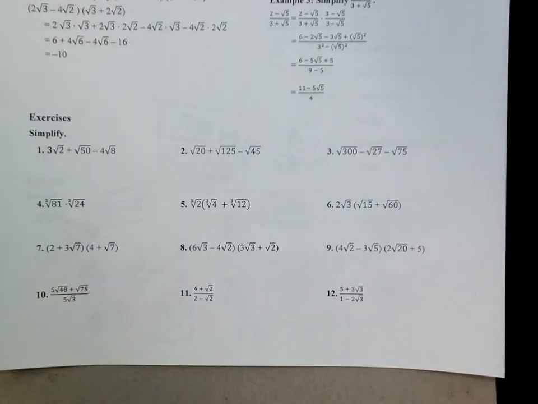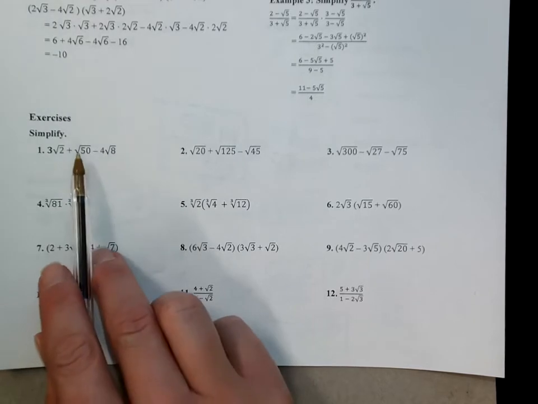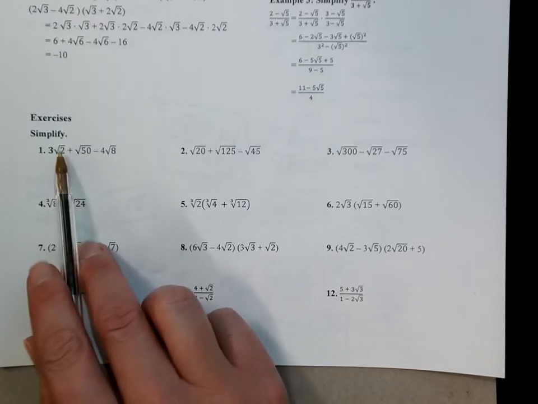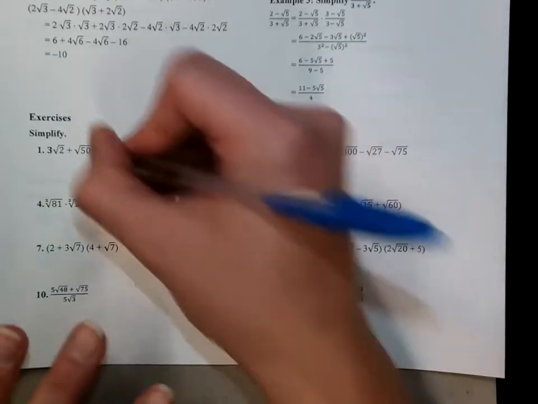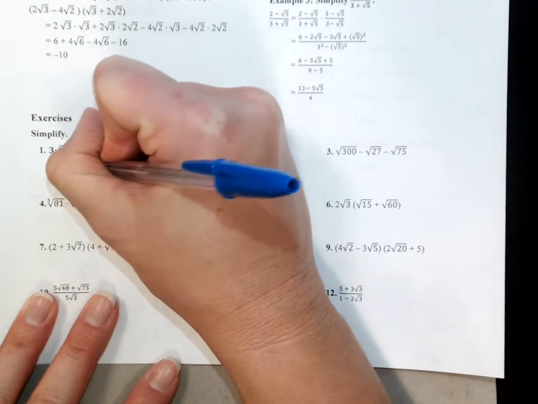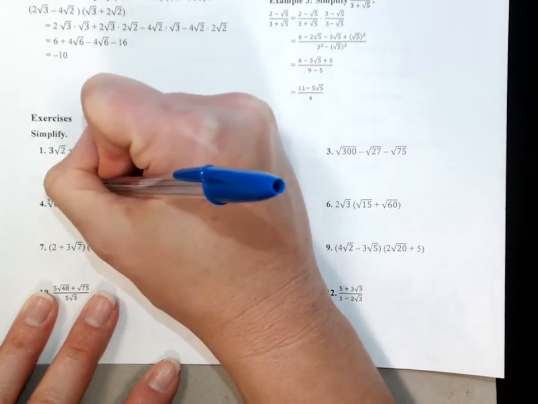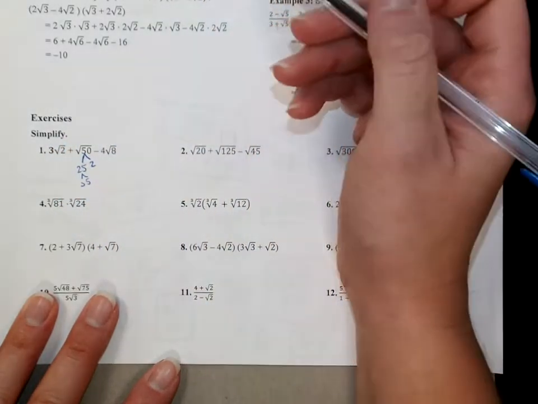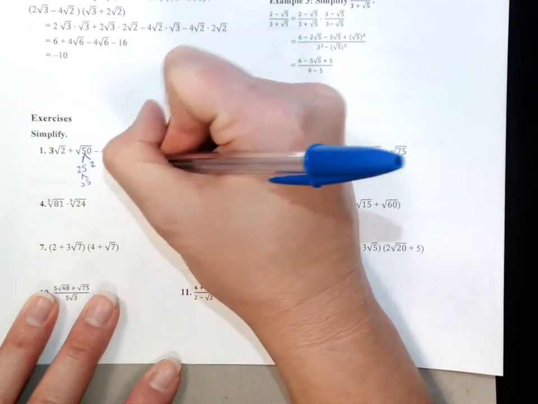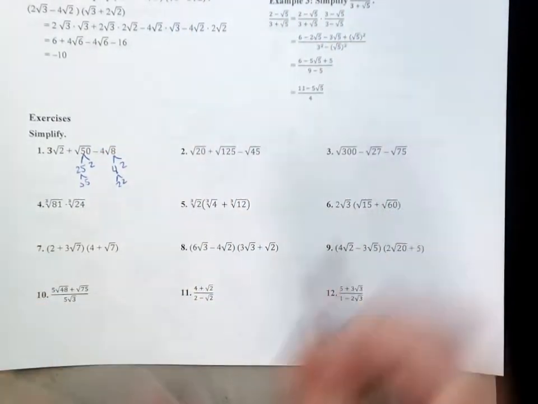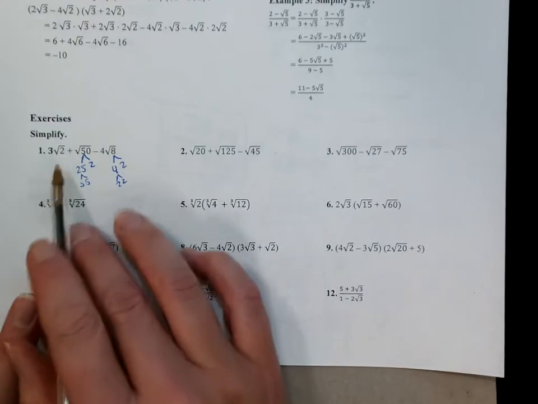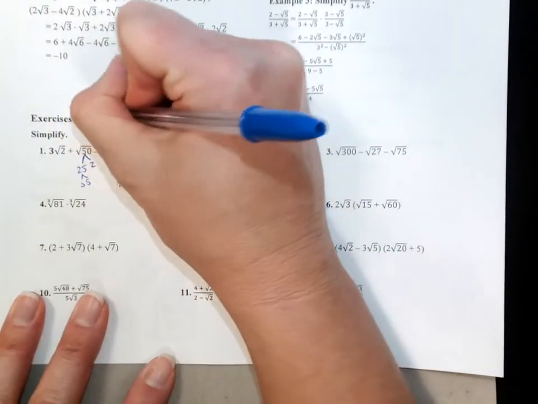When you're adding radicals, remember they have to be the same. They have to have the exact same number under the exact same type of root for it to work, okay? So the first thing I need to do is simplify this. I know that 50 is 25 times 2, so that's just going to be 5 square roots of 2, okay? I know 8 is 4 times 2, so that's just 2 square roots of 2. So if I simplified this, 3 square root of 2 I cannot simplify.